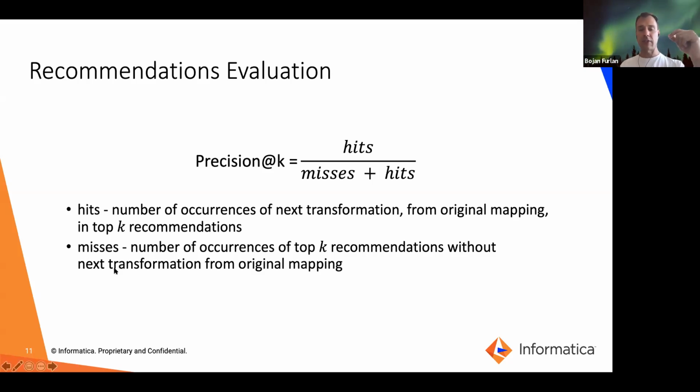And for the misses, the number of occurrences where we didn't predict the next transformation from the original mapping, we counted that as a miss, because the original transformation that is in the mapping was not there. And this is the formula that is calculating this metric.